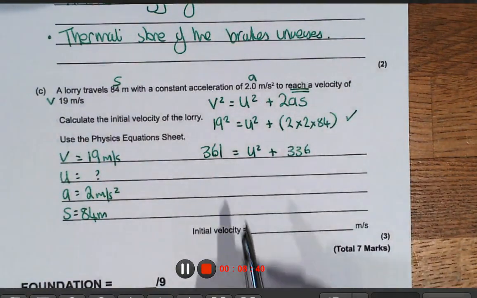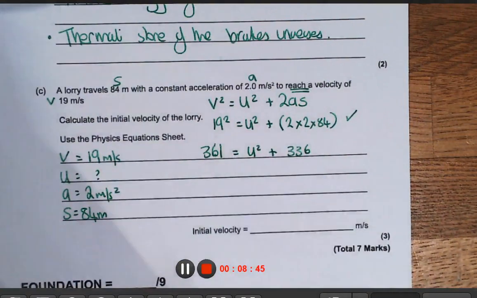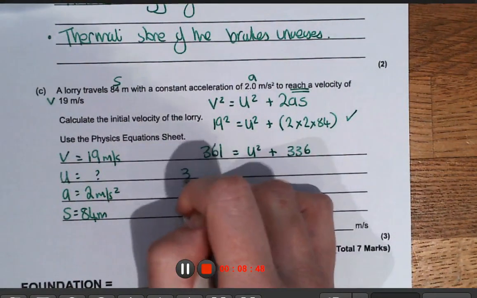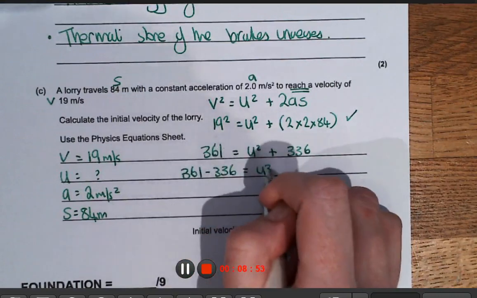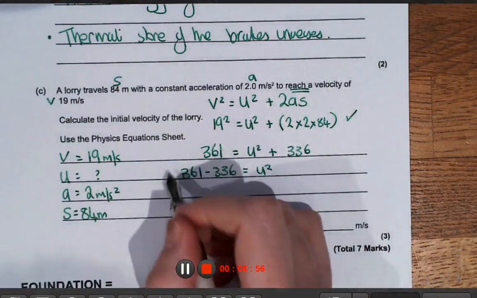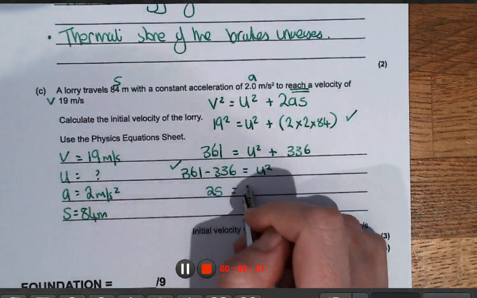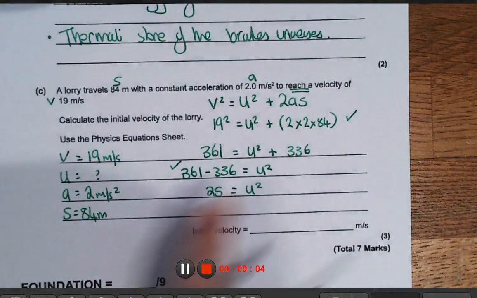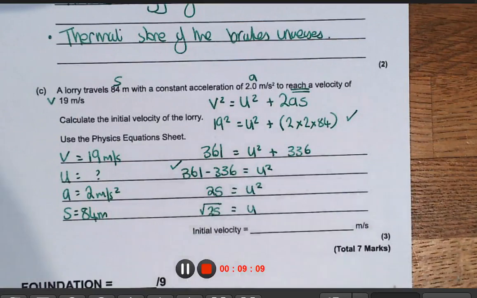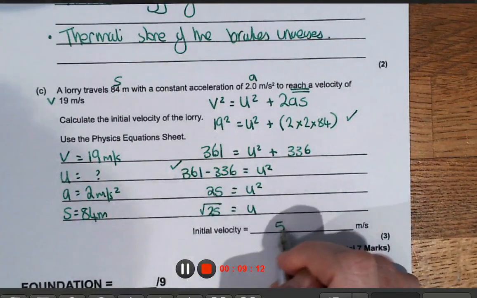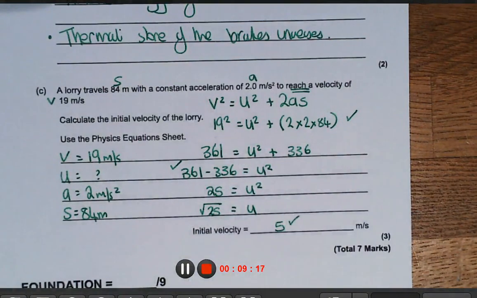So 2 times 2 times 84 is 336. Now, we need to get rid of this plus 336. We take it to the other side and it becomes take away. So we've got 361 take away 336 equals U squared. Okay? You get a mark for doing this. That becomes 25 equals U squared. We now need to get rid of the squared, so we do the square root of 25 equals U. And that gives us an answer of 5. Okay? And that last 5 is what the third mark is for.